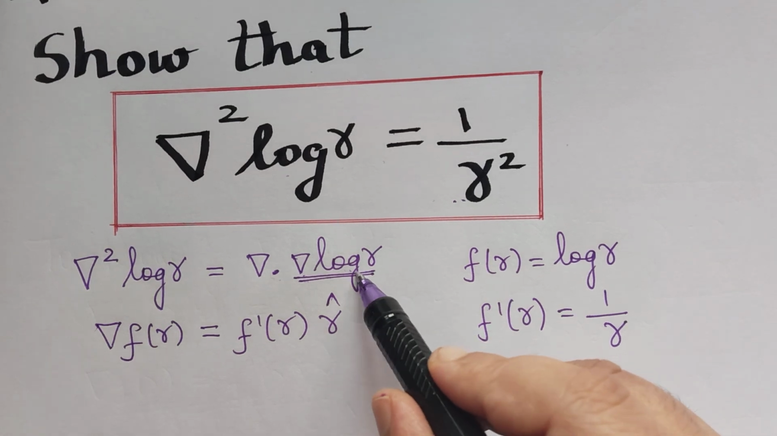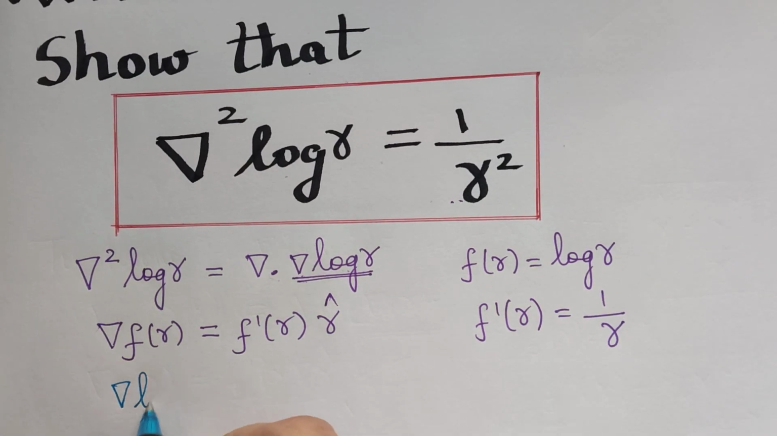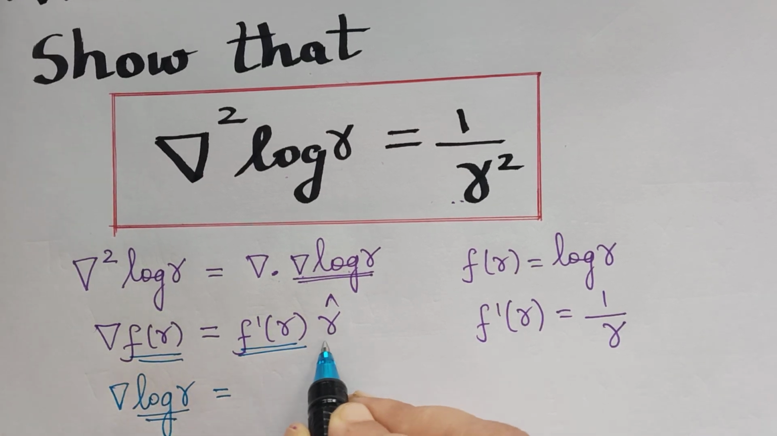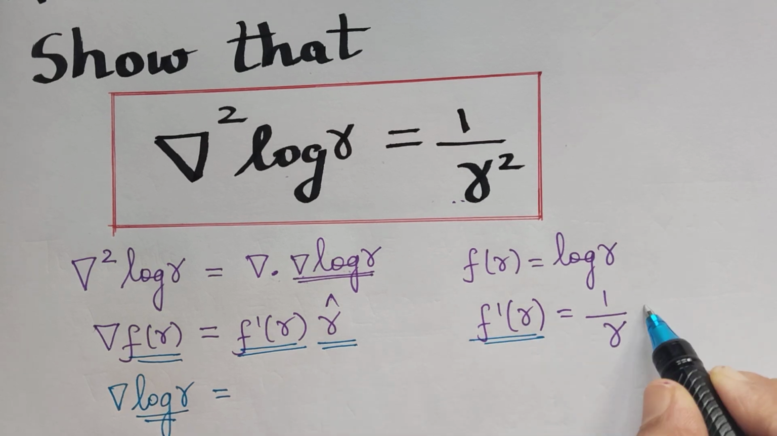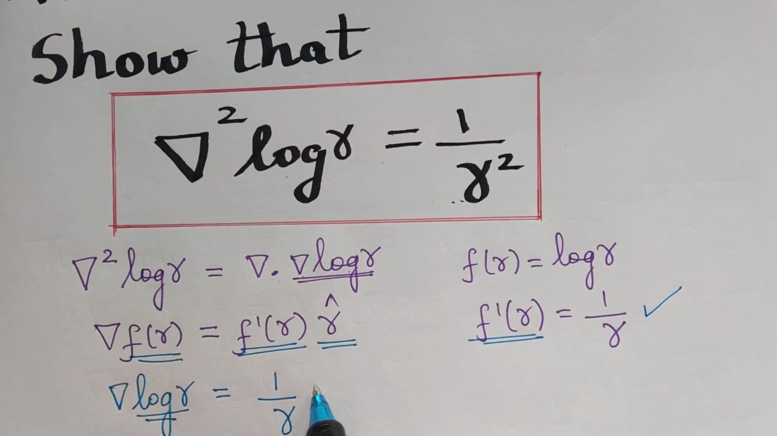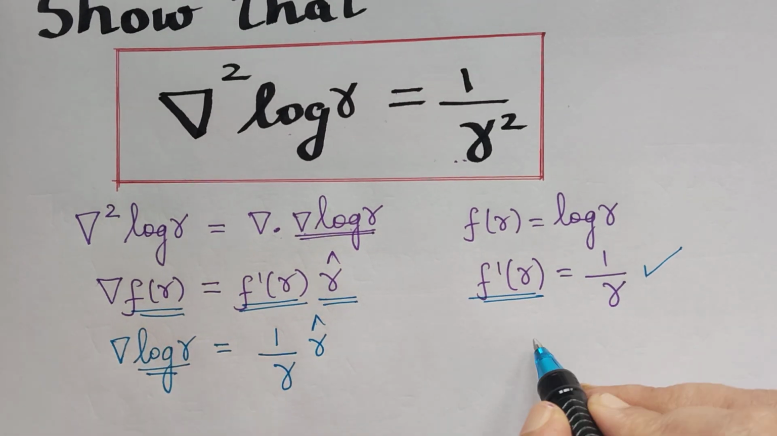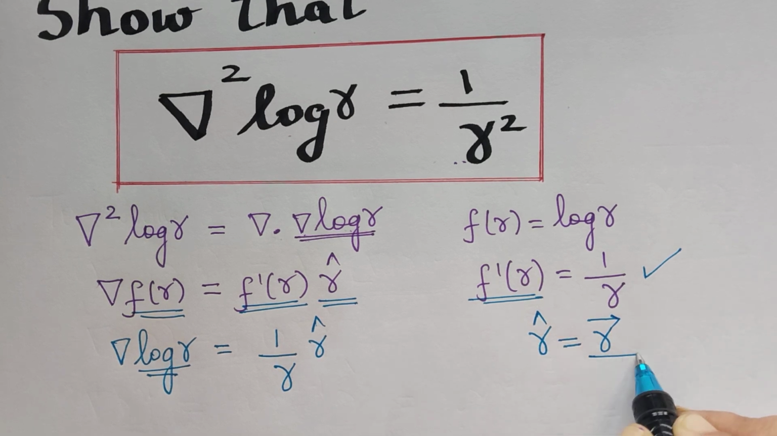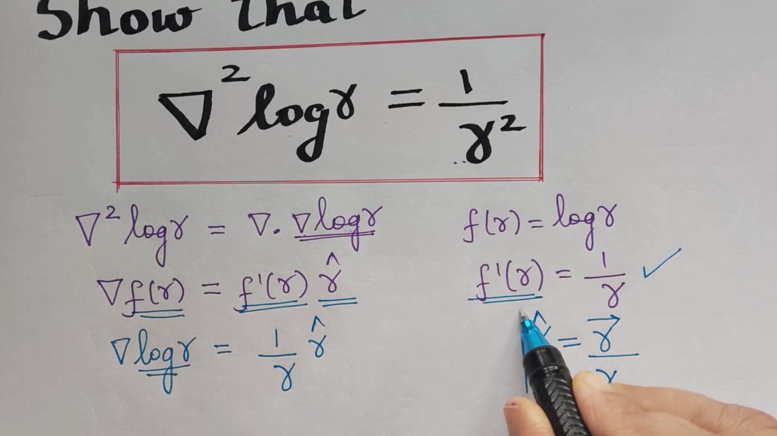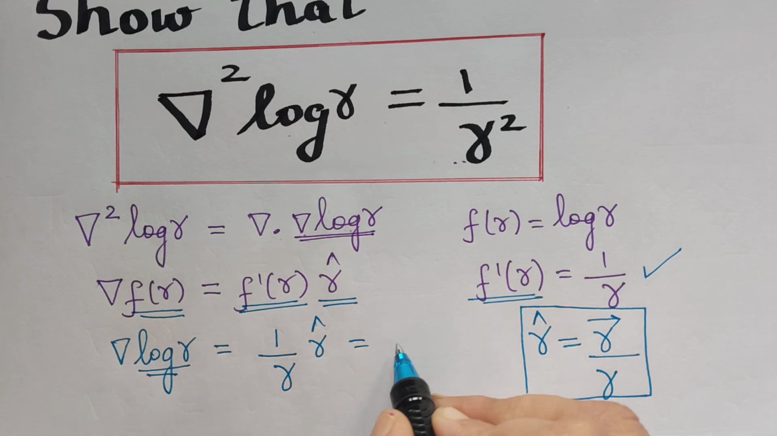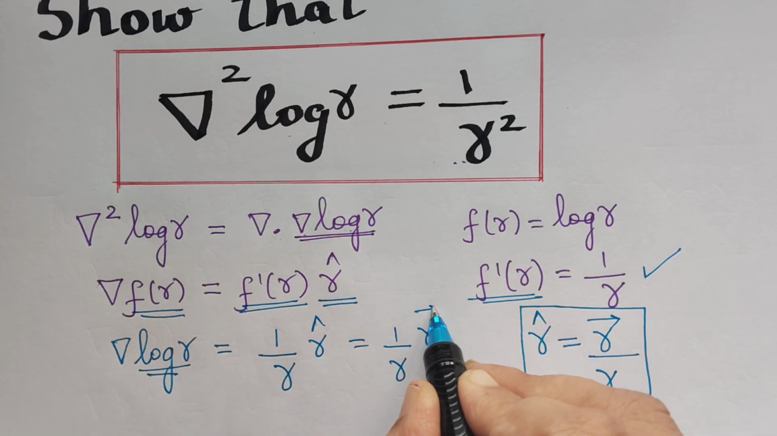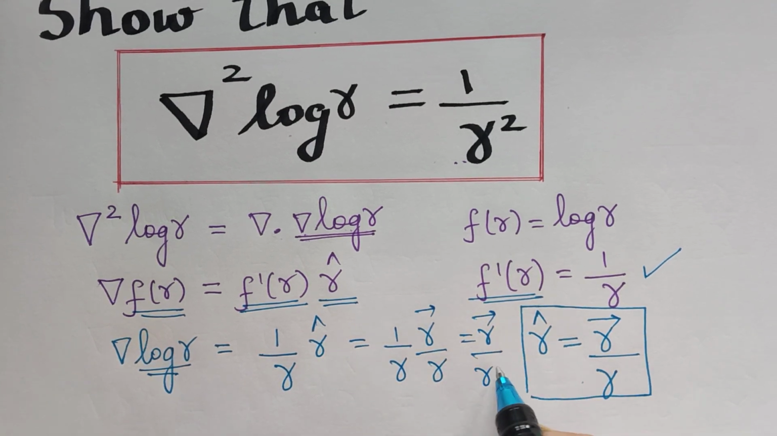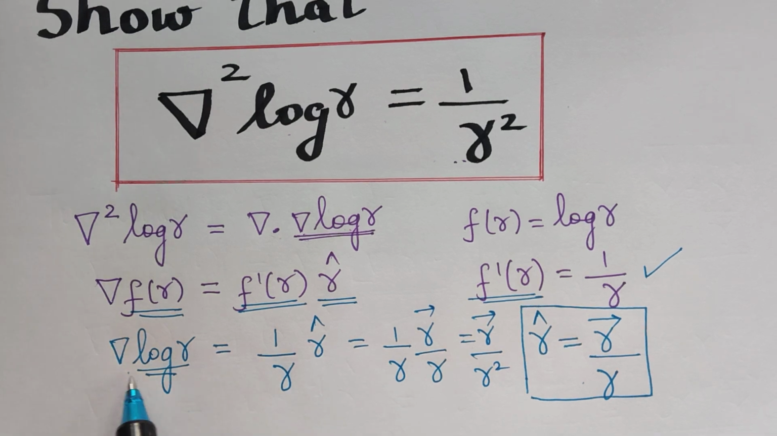So nabla log r will be equal to f dash of r multiplied with r cap, where at the place of f of r we have log r. What is f dash of r? 1 by r. So 1 by r multiplied with r cap. What is r cap? As per vector calculus, we know that r cap is equal to r vector divided by modulus of r, which is r. So this will be equal to 1 by r multiplied with r vector by r. So it becomes r vector divided by r square. So we have found nabla log r.